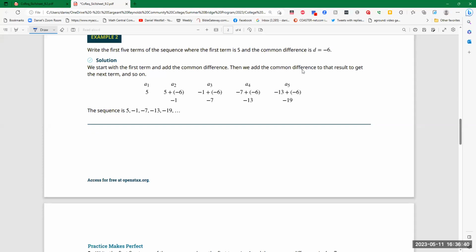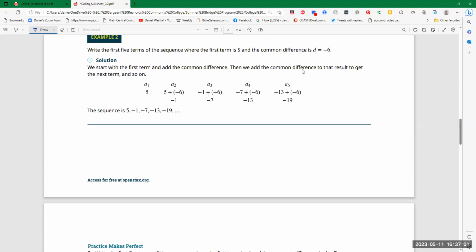And then negative 1 plus negative 6 is going to give me negative 7. Negative 7 plus negative 6 is going to give me negative 13. Negative 13 plus negative 6 is going to give me negative 19. So that forms a sequence 5, negative 1, negative 7, negative 13, negative 19.